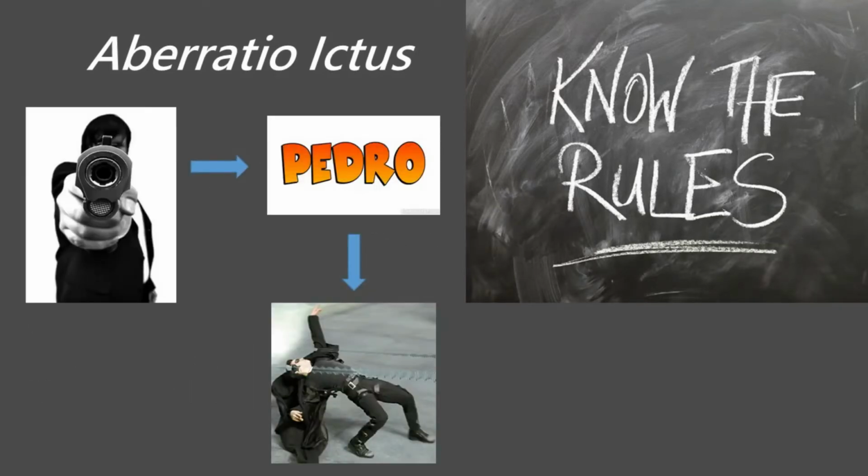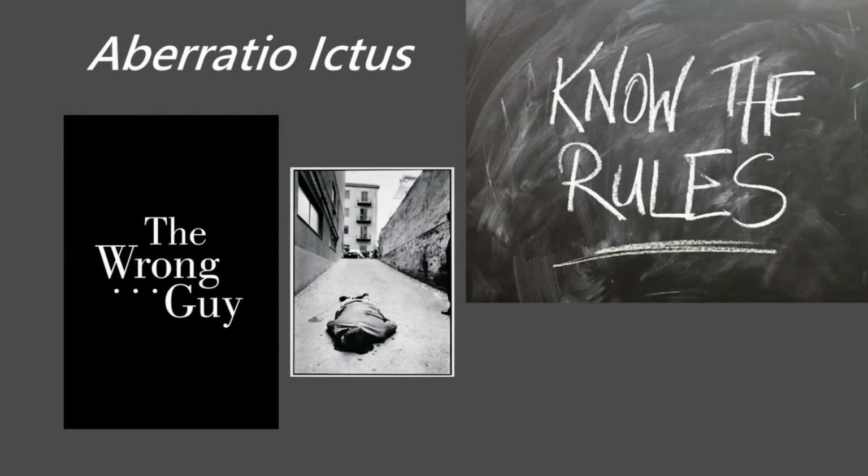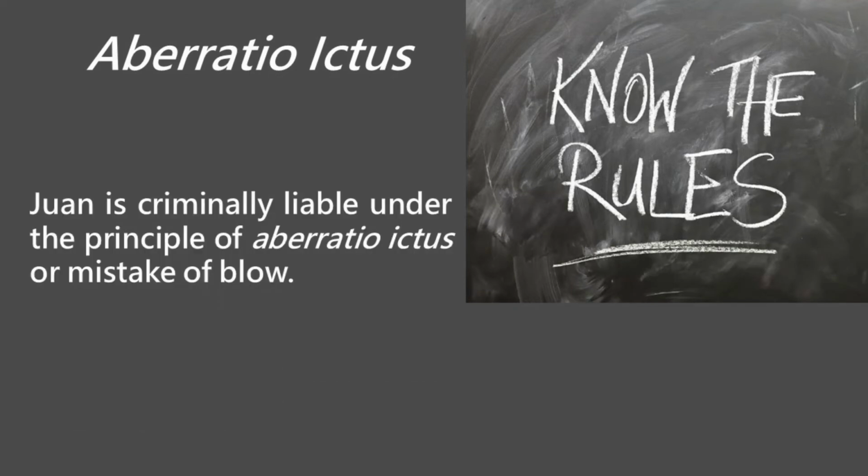We go back to the previous example. Juan wanted to kill Pedro. So inabangan niya ito sa iskinita. When he saw Pedro, he immediately drew his gun, pointed it to Pedro, and pulled the trigger. Boom! However, Pedro saw this at nakaiwas siya. Unluckily, Ambo was behind Pedro at siya ang tinamaan. Ambo died as a result at si Pedro nakatakas. Here, one is criminally liable under the principle of aberratio ictus or mistake of blow.